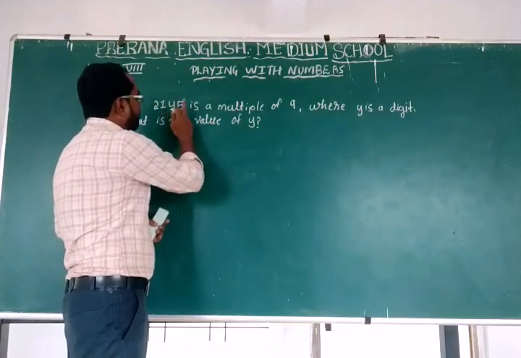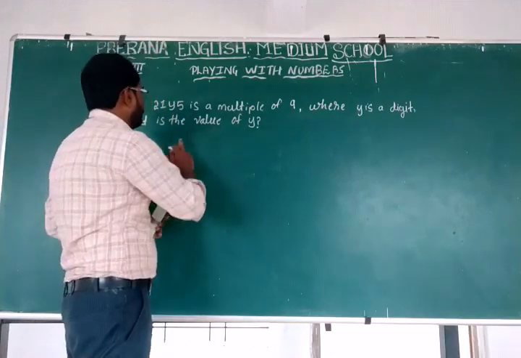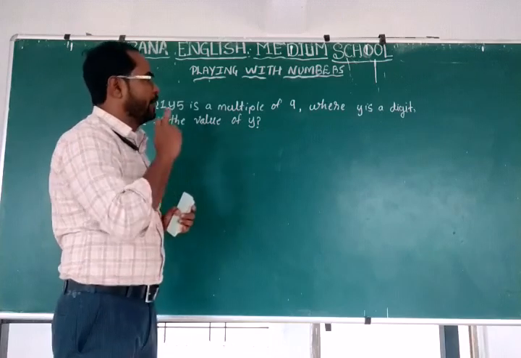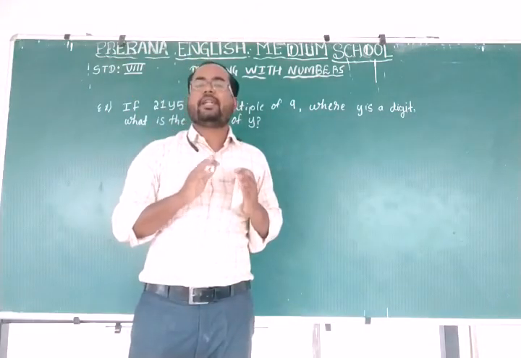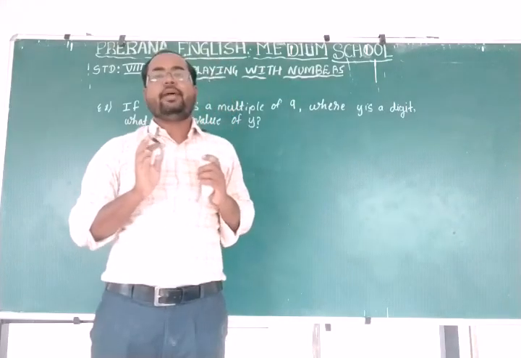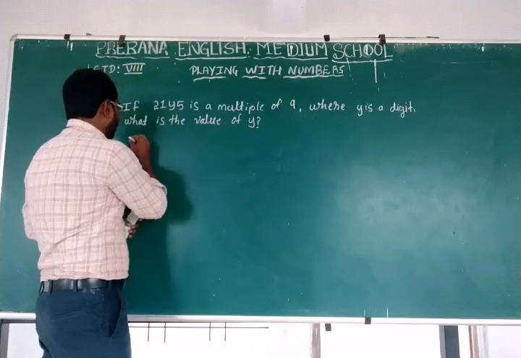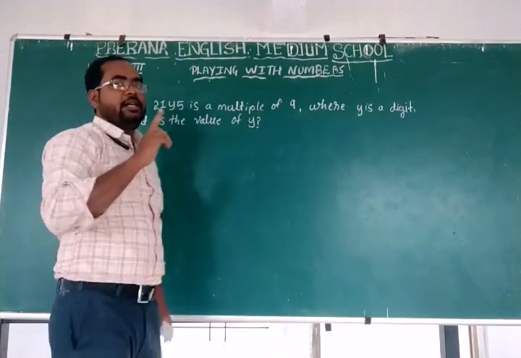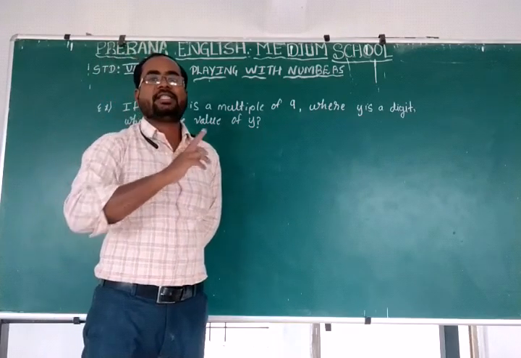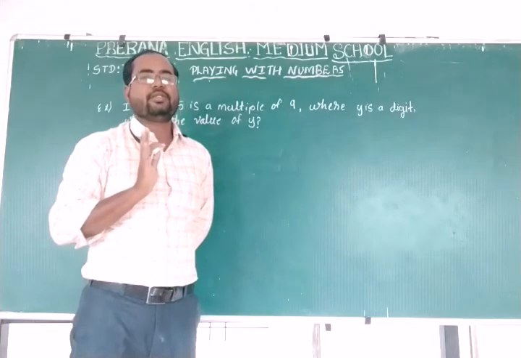If 21y5 is a multiple of 9, where y is a digit, what is the value of y? When we say it is a multiple of 9, it means that number is completely divisible by 9. We know the rule of divisibility by 9: if the sum of digits is divisible by 9, then that entire number is divisible by 9.